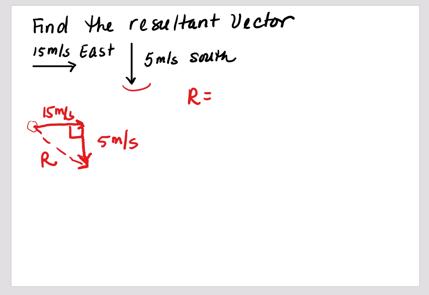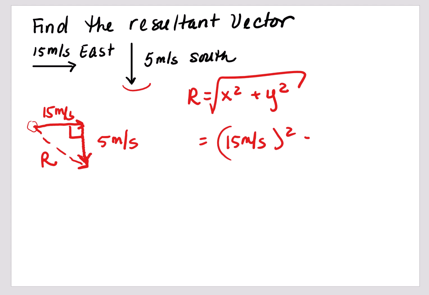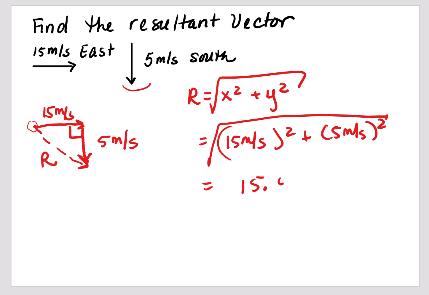So R is equal to the square root of x squared plus y squared. This is equal to the square root of 15 meters per second squared plus 5 meters per second squared. If you plug it into your calculator correctly, you should get around 15.8 meters per second. Again, this is our magnitude. We need to find the vector, so we need to also calculate for direction.